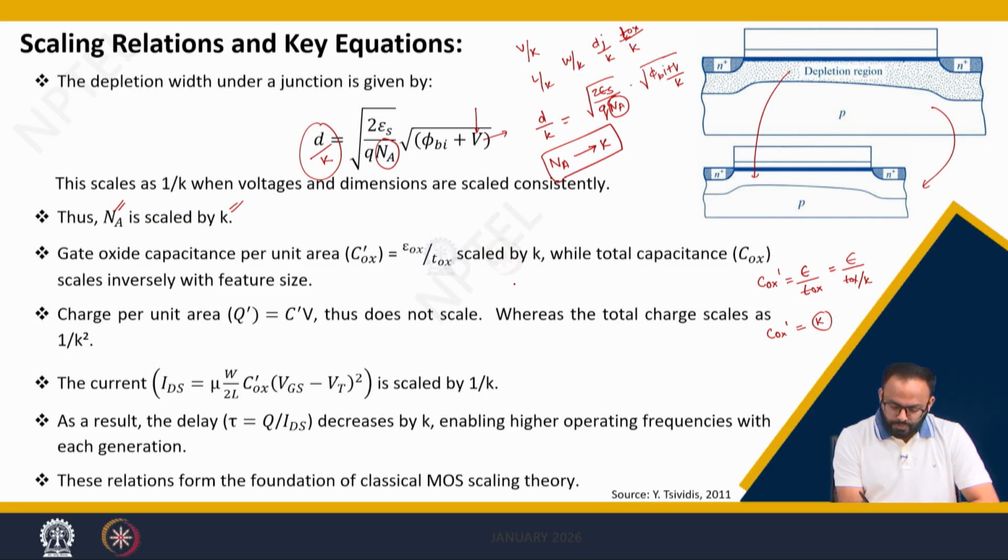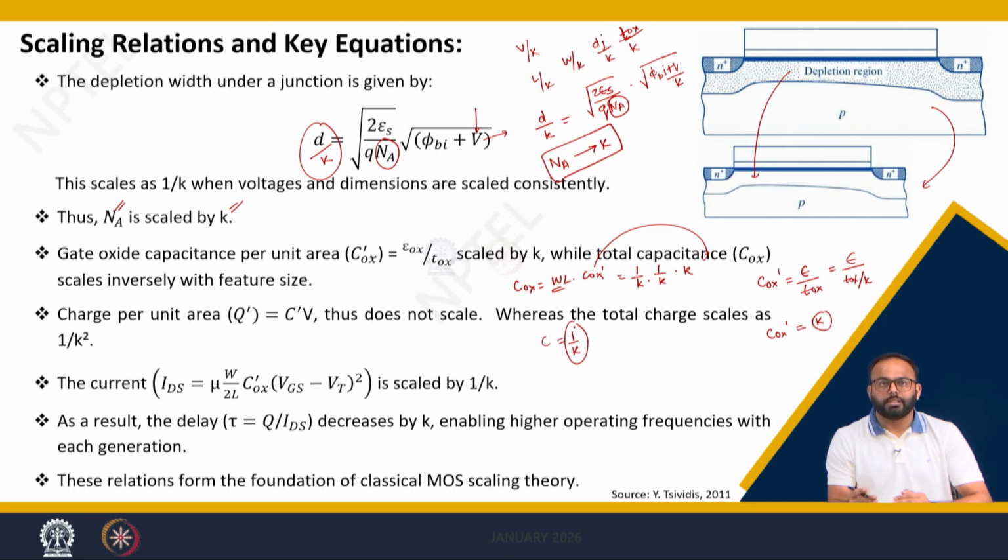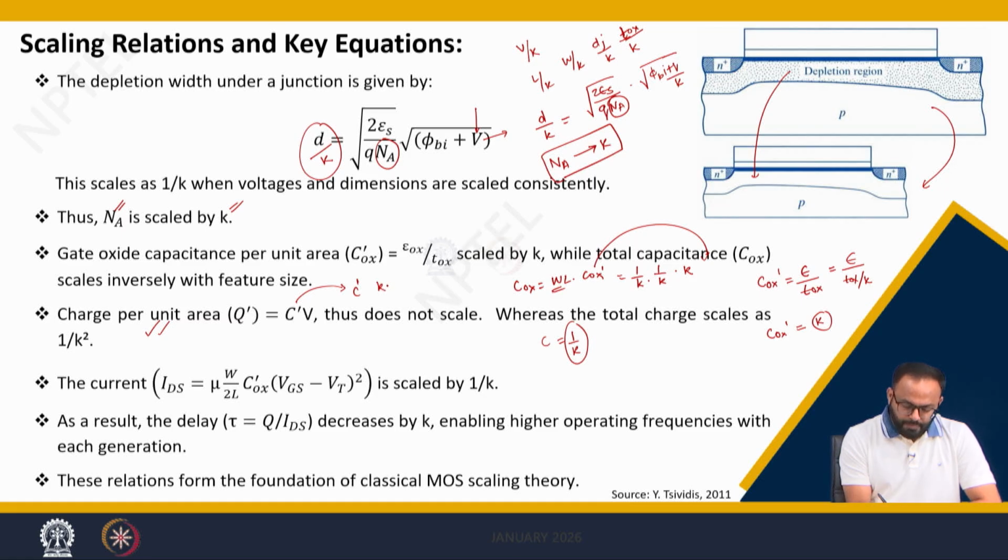However, the overall capacitance, which is nothing but COX is equal to W into L into COX dash, will be, W is scaled by 1 by k, L is scaled by 1 by k, whereas capacitance per unit area will be scaled by k. So, the overall capacitance will be scaled by 1 by k, and hence the overall capacitance will reduce. Similarly, we can find out the charge per unit area. So, if you see the charge per unit area, as we have seen that C dash or capacitance per unit area is scaled by k, whereas the voltage is scaled by 1 by k. So, the charge per unit area is not scaled, right, whereas the total charge will be scaled by 1 by k square.